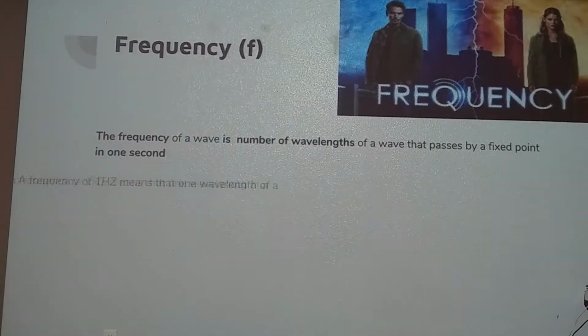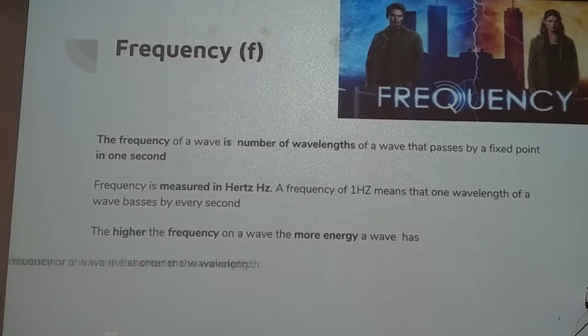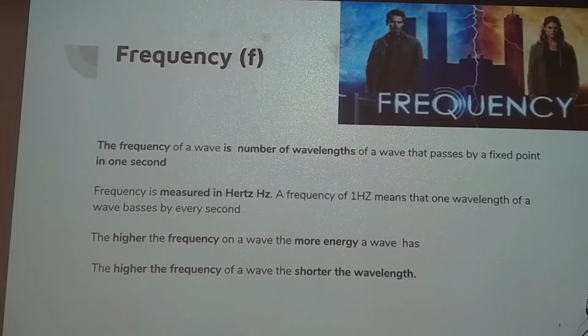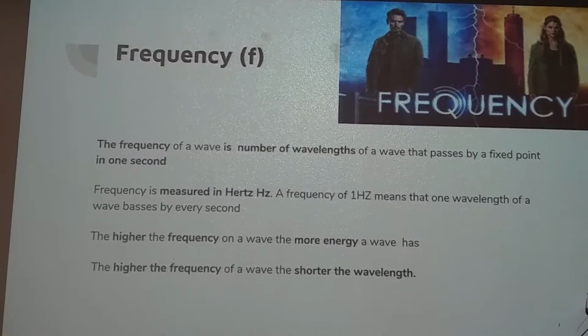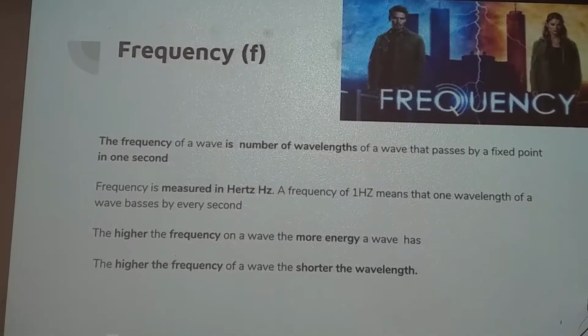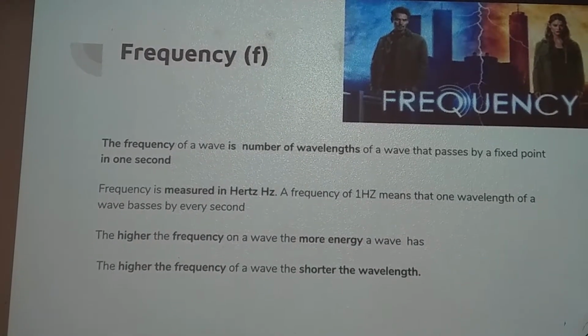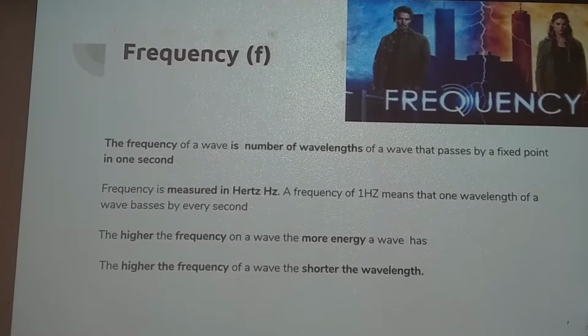Frequency. The frequency of a wave is the number of wavelengths of a wave that pass by a fixed point in 1 second. Frequency is measured in hertz. A frequency of 1 hertz means that one wavelength passes by a certain spot every second. The higher the frequency of a wave, the more energy the wave has. The higher the frequency, the shorter the wavelength. It doesn't take as long to complete.